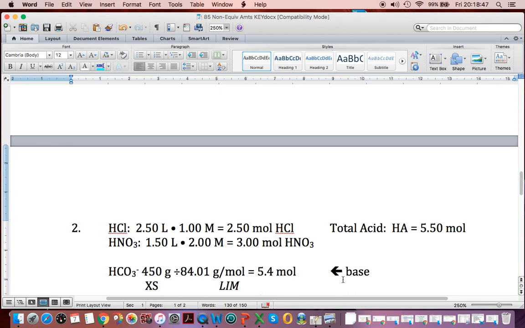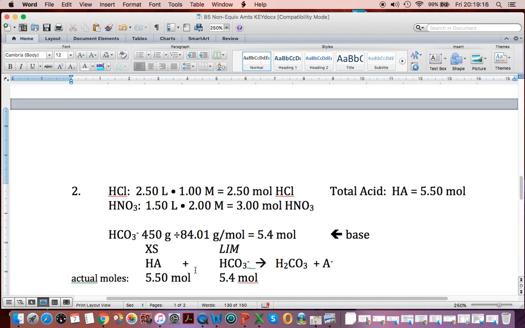Now we have to do our base. And our base involves sodium bicarbonate here. And we have to take our 450 grams and we have to divide it by the molar mass of sodium bicarbonate, and we get 5.4 moles here.